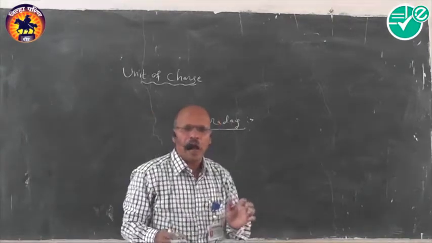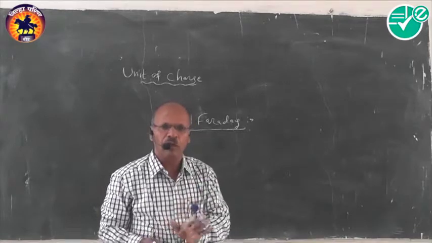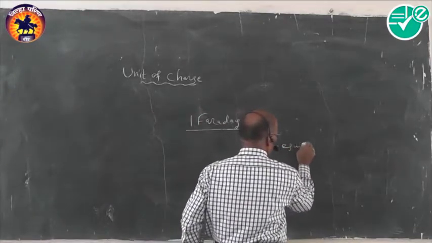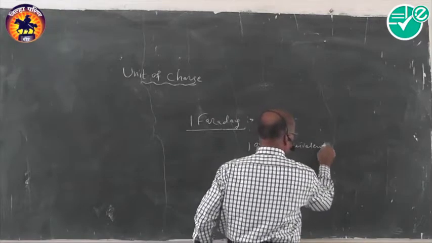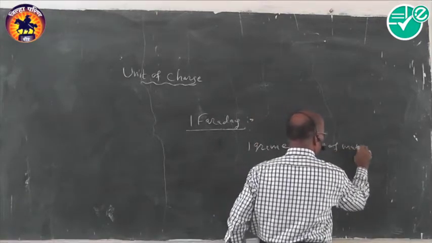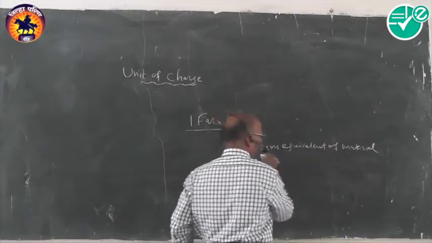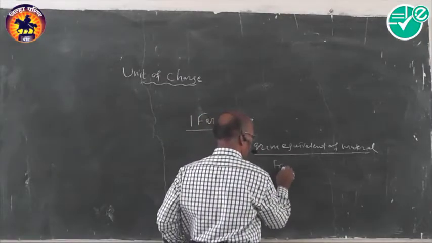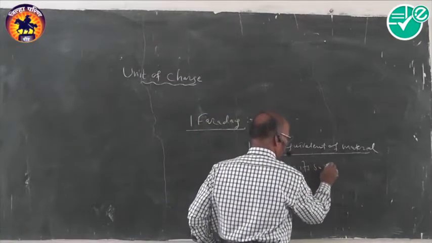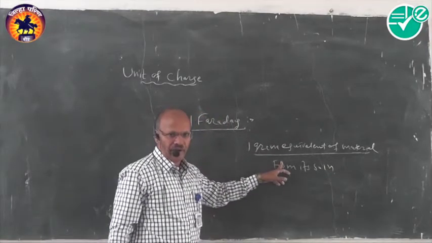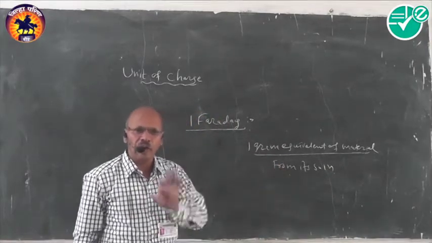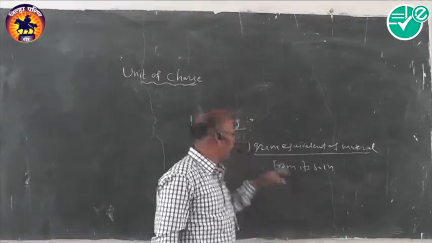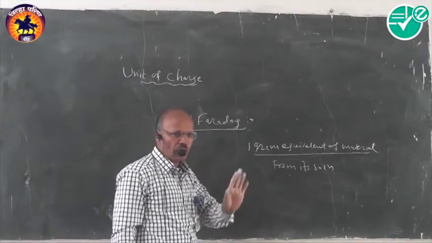1 Faraday is the amount of charge which will deposit or liberate 1 gram equivalent of the material from its solution; we generally call that 1 Faraday. So 1 Faraday is the amount of charge which will deposit 1 gram equivalent of the material. So we have to follow this.